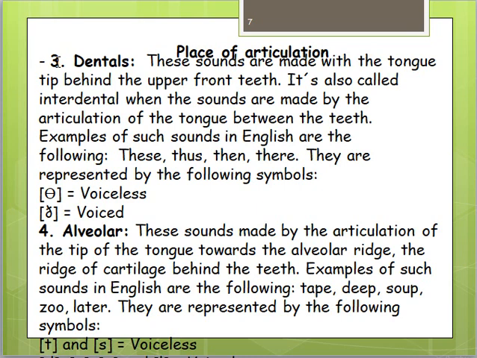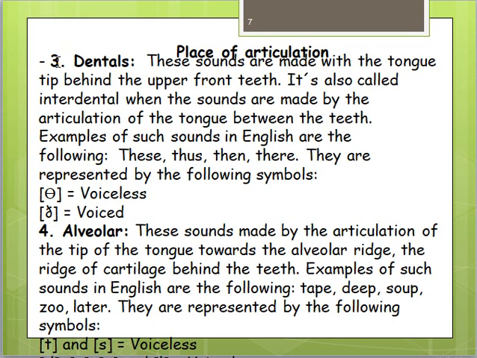Now, back to the topic. The fourth place of articulation is alveolar, and you must study these places in the vocal tract. So you must know where the alveolar area lies. The alveolar place of articulation is where the sounds are made by the articulation of the tip of the tongue towards the alveolar ridge. When the tip of the tongue goes towards the alveolar ridge, behind the teeth, then we have the alveolar sounds.